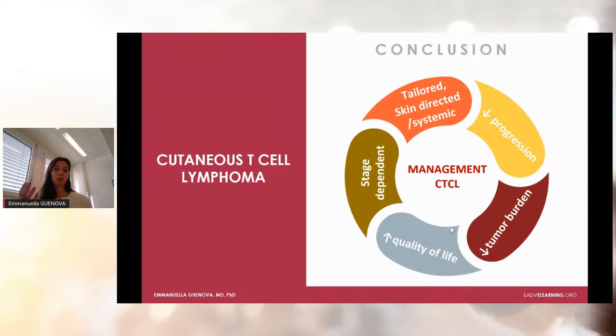So what is the goal? The goal is ideally to reduce progression of disease, to slow it down, to reduce the tumor burden, and especially to improve the quality of life of our patients.